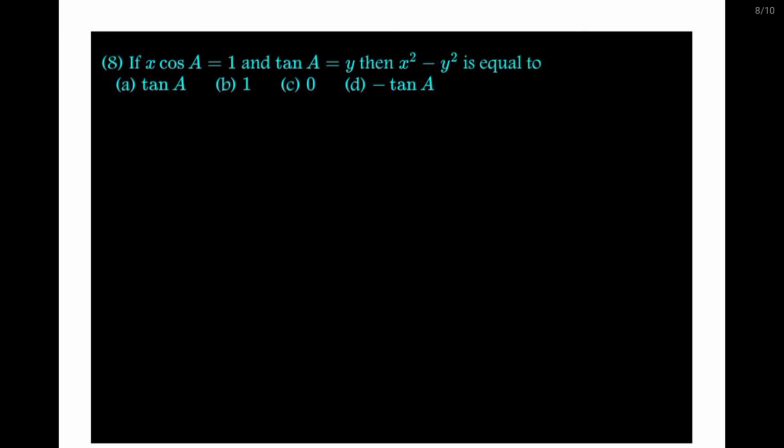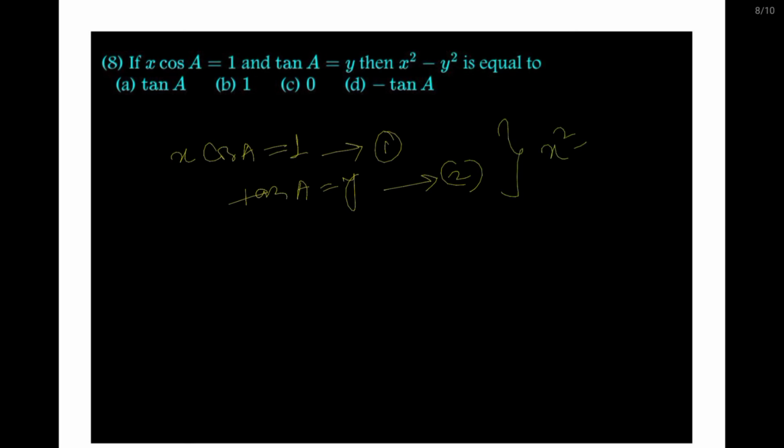If x cos a is equal to 1 and tan a is equal to y, then x square minus y square is equal to what? x cos a is equal to 1. Suppose it is equation number 1. And another equation we are given, tan a is equal to y. Suppose this is equation number 2. And we'll have to find x square minus y square. This is the quantity of which we have to find the value.